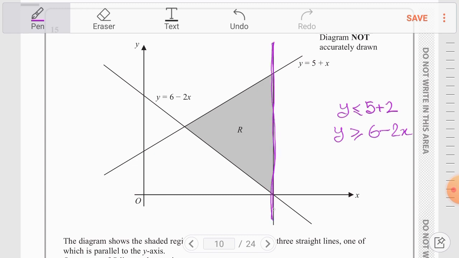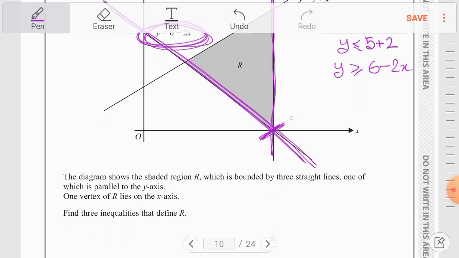This vertical line is on the x-axis, but we don't know the coordinate of it. So in order to find that, we need to do a trick. We can see that the line y equals 6 minus 2x also crosses the x-axis at that exact point. And we all know that on the x-axis y equals 0. So using this equation, we will find the x coordinate of this point. So let this point be A.